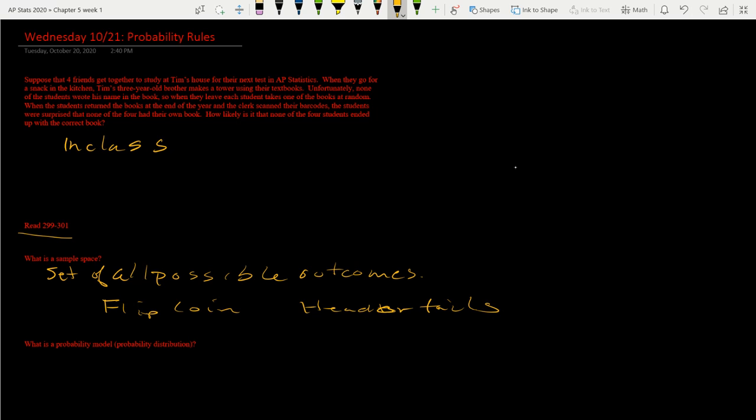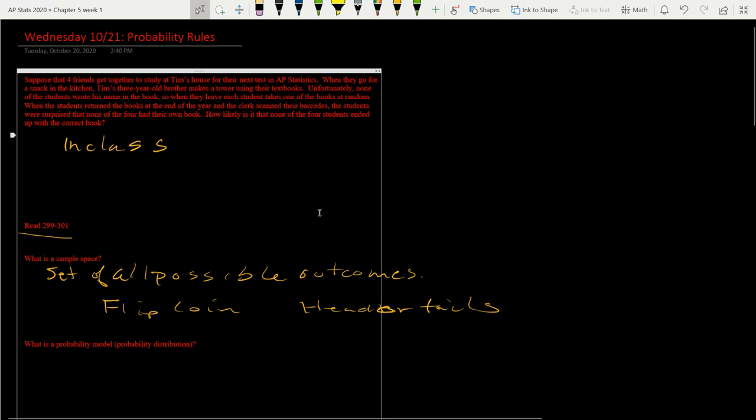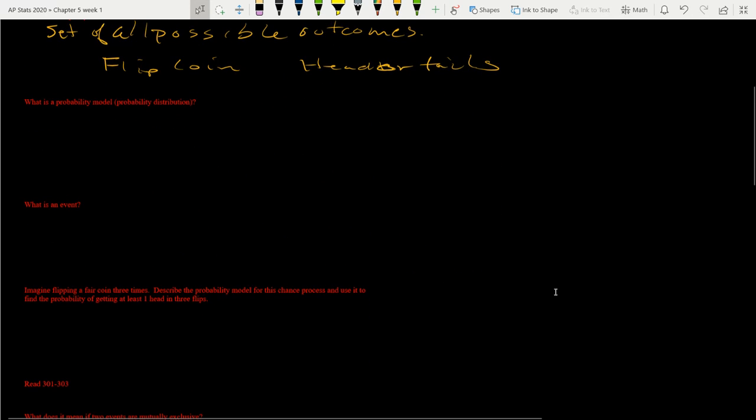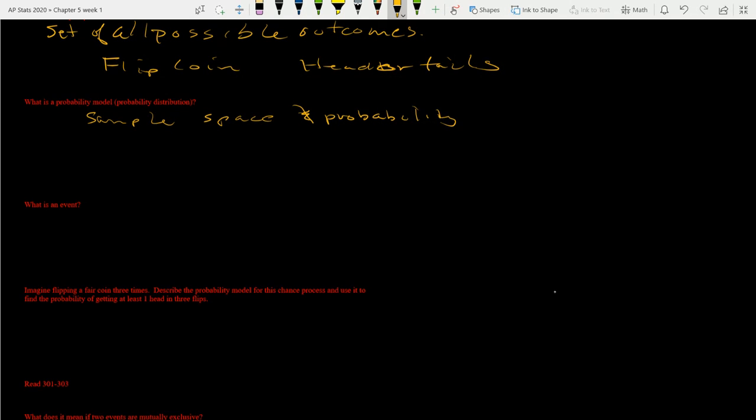So when we take that piece, we're looking at this idea of a model. So basically a model is this. It's the sample space and the probability. So in other words, let's take a dice. So let's take a 6-sided dice.